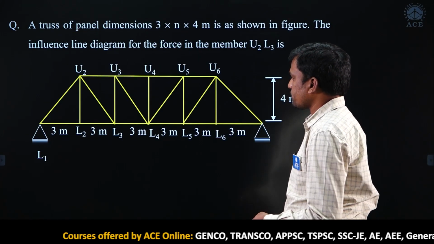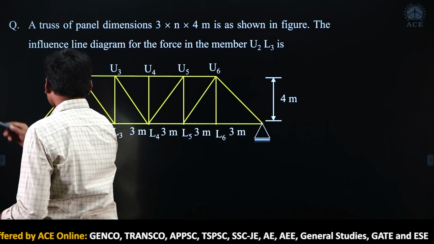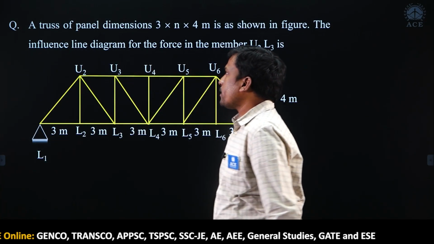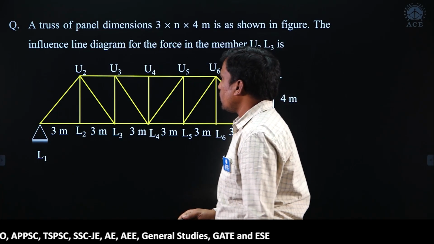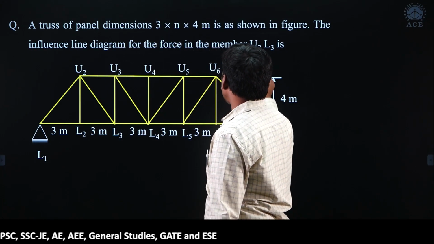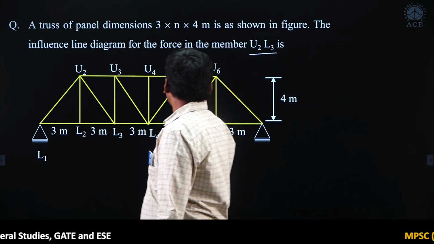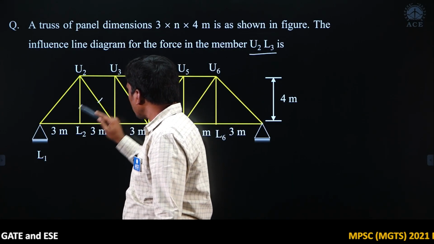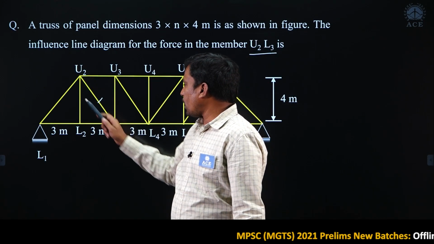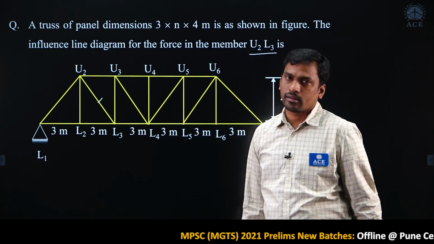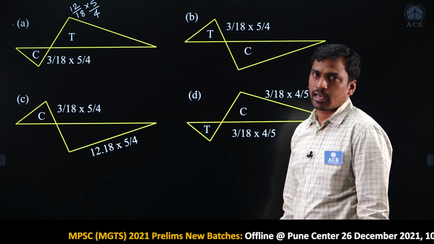Right, next question. This is a question from the ILD chapter. A truss of panel dimension is shown in the figure. Influence line diagram for force in the member U2 U3. He is asking to find the ILD for member U2 and U3. So U represents the upper and L represents the lower joint, right. Now these are the options given, so which option is correct?